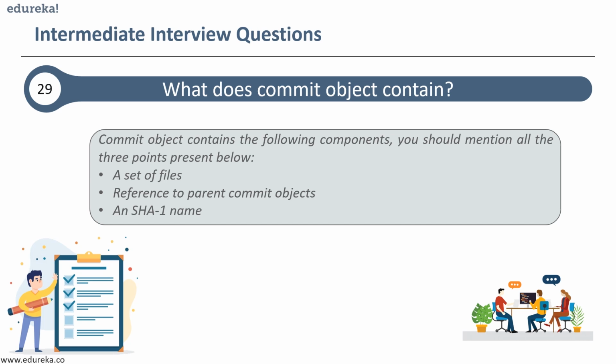First, a set of files representing the state of a project at any given point of time. The second one is the reference to the parent commit objects. And the third one is an SHA1 name, which is a 40-character string that uniquely identifies the commit object.